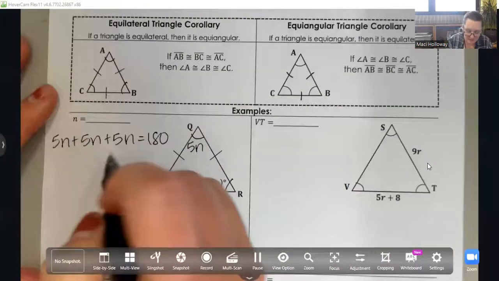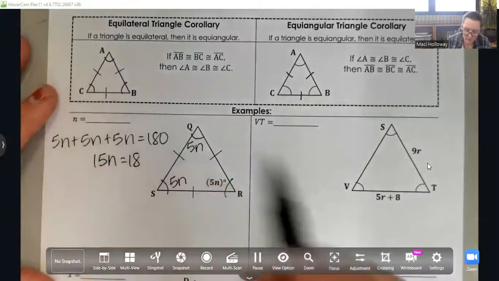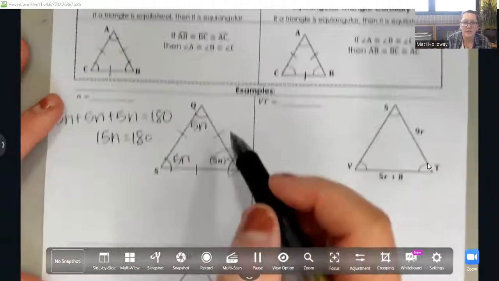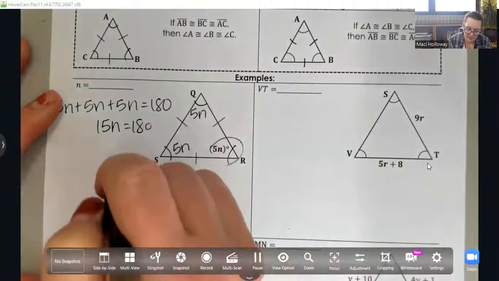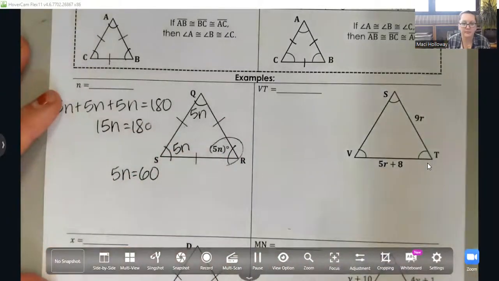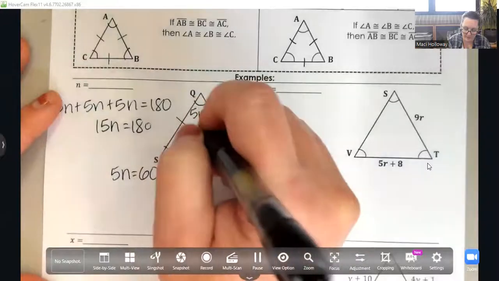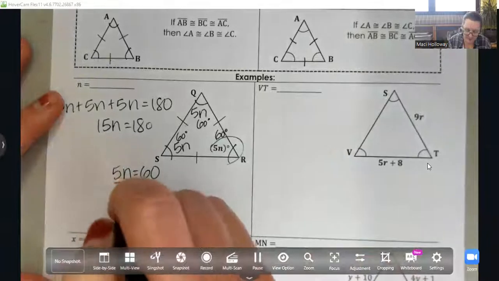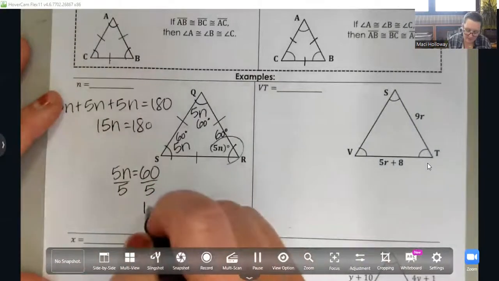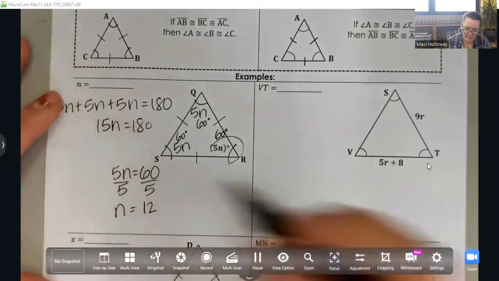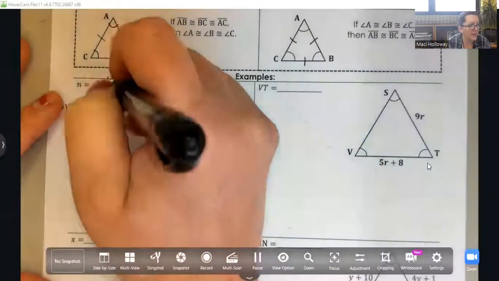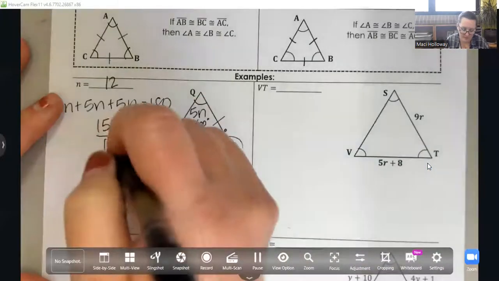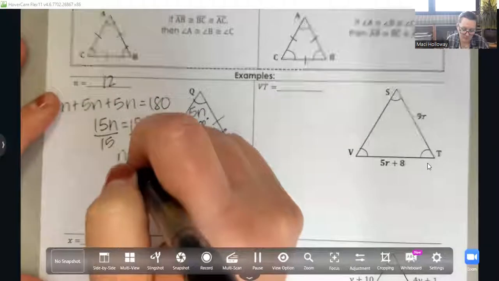So 15n equals 180. Or we can say, hey, this is 5n, and I know if they're all the same, then 5n equals 60, right? Because all of these angle measures are 60. So we just need to figure out what multiplies by 5 to get 60, which is 12. So n equals 12. Any way that you put it, you'll get the right answer, because if you divide by 15 here, just a bigger number, it still equals 12.